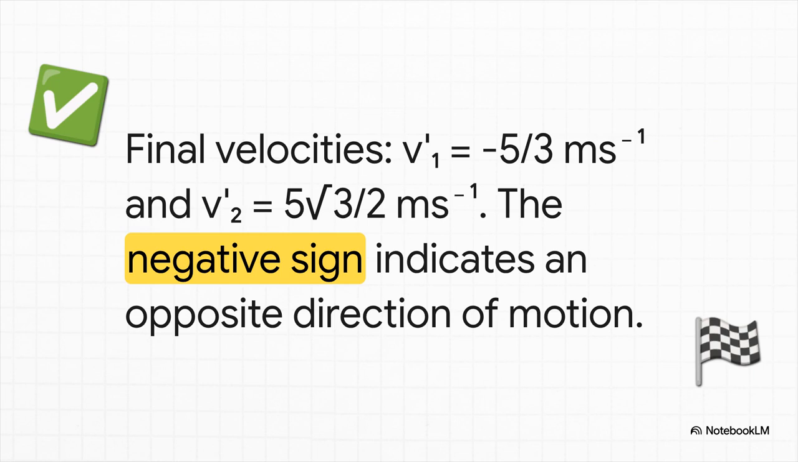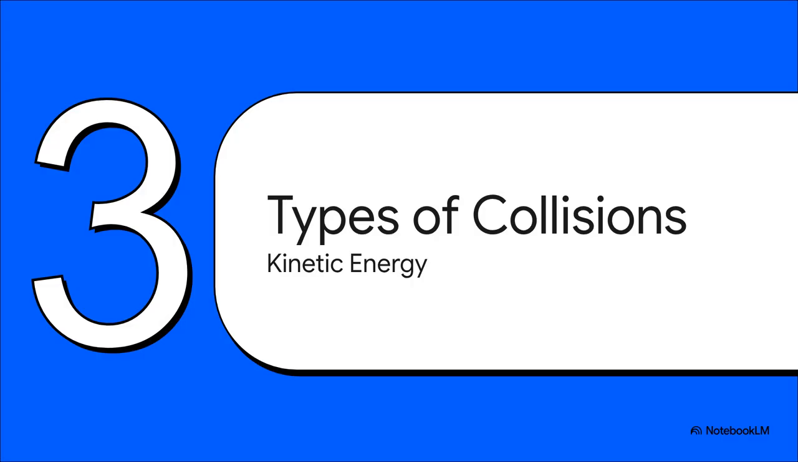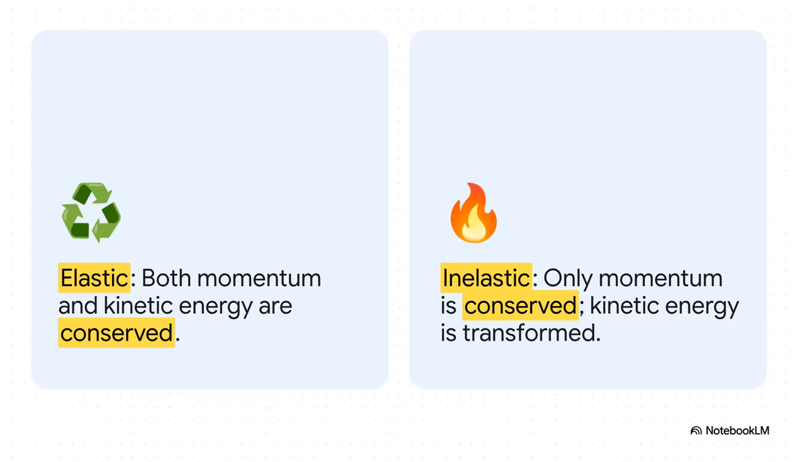See that little negative sign on the first ball's velocity? That's not a mistake. It's just telling us that after the collision, it actually bounced backward along the x-axis. And if you think about it, that makes perfect sense. Okay, but here's the thing. Not all collisions are the same. A really important way we can tell them apart is by looking at what happens to the kinetic energy, the energy of motion. We basically have two main types.